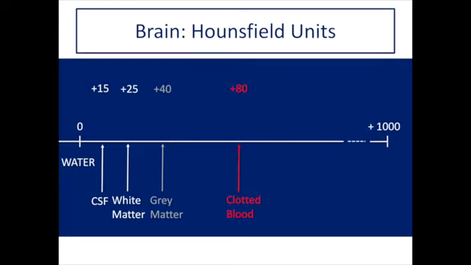Lastly, we'll introduce acutely clotted blood, which measures about +80 Hounsfield units. The principle to remember here is that acutely clotted blood is more dense than the rest of the brain. The last thing to take away from this slide is that all of the densities we're looking at here are in a tiny range of densities, and that's why windowing is so important when we look at CT scans of the brain.